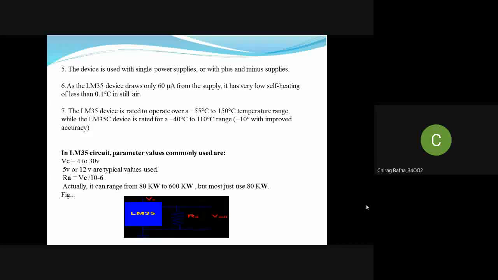Here are some parameters, that is resistance and the LM35 sensor, and we connect one resistance in parallel with the sensor and ground. The LM35 device is rated to operate over a temperature range of minus 55 degrees Celsius to 150 degrees Celsius, while the LM35C device is rated for minus 40 degrees Celsius to 110 degrees Celsius.